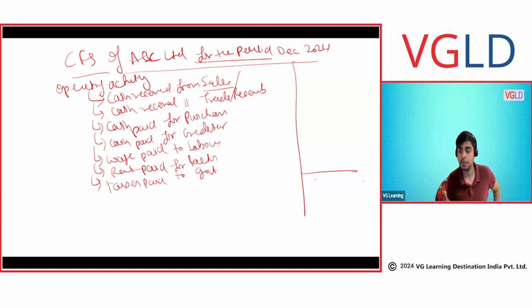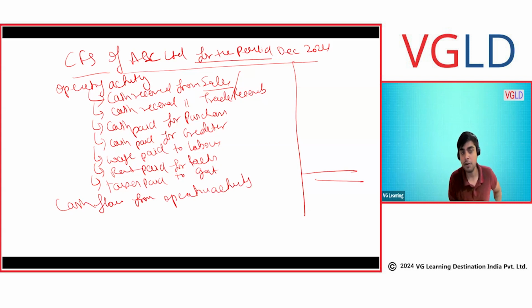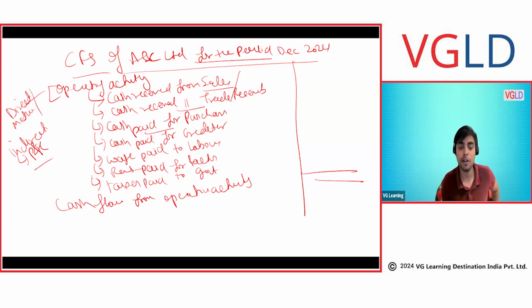This will show net cash flow from operating activity. Just to let you know, this is the direct method. There is also an indirect method, which comes from the statement of profit and loss, because this cash received from sale and from trade receivable information will not be in your profit and loss. So there is a method that you can get operating activity from your profit and loss.